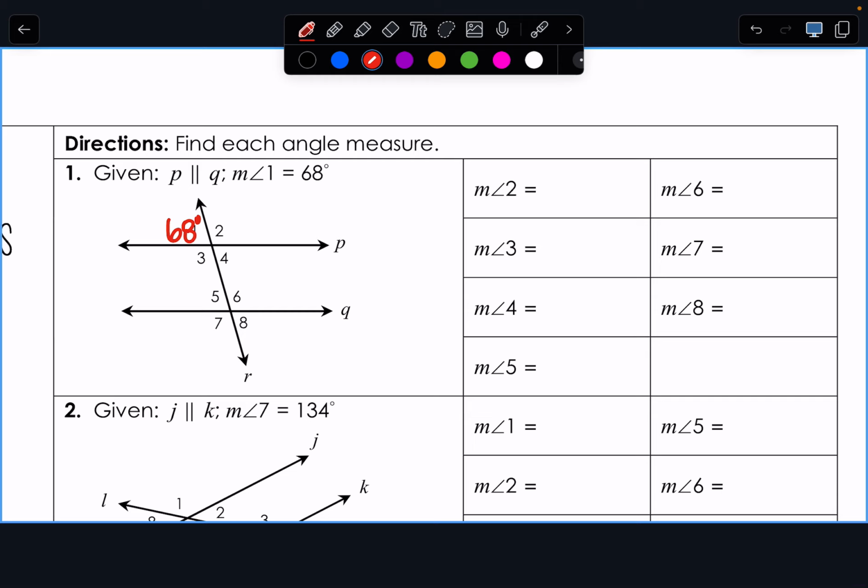Angle 5. What is angle 5? Angle 5 is 68 degrees. Why? Corresponding with 1. Angles 1 and 5 are corresponding angles, so angle 5 is also 68 degrees. What else can you tell me?